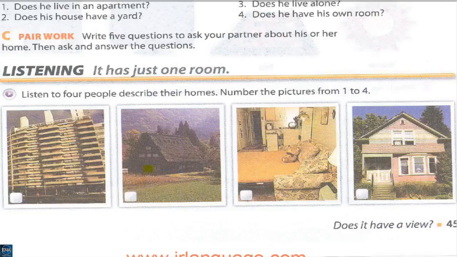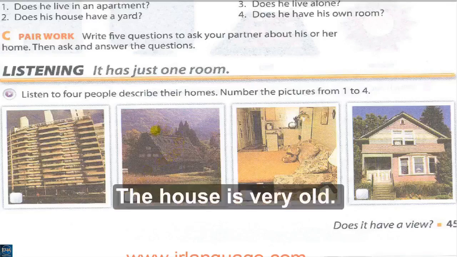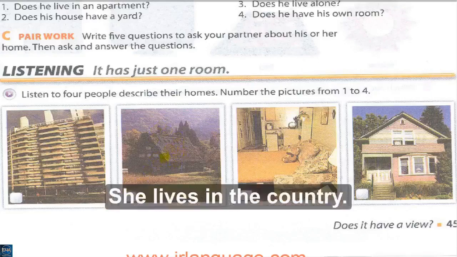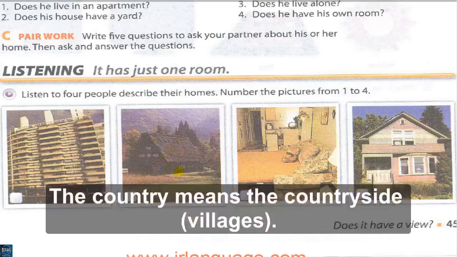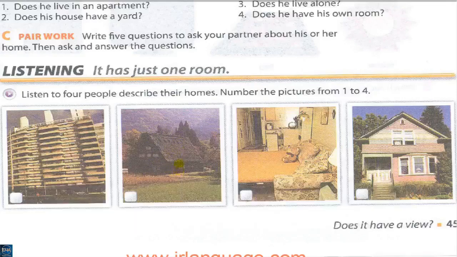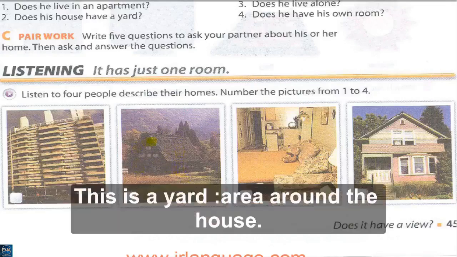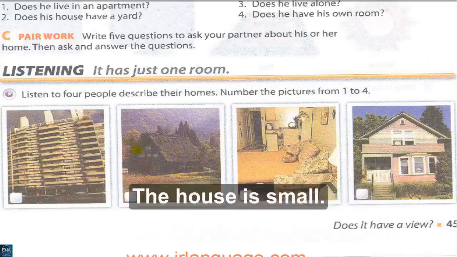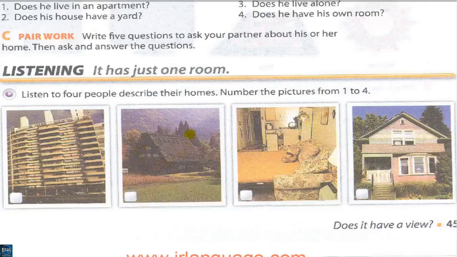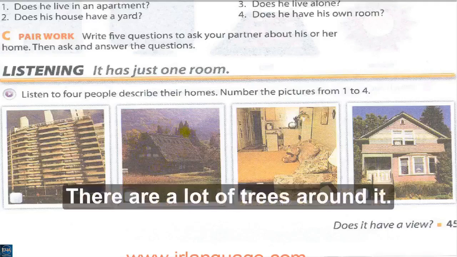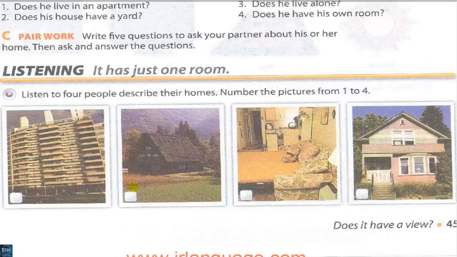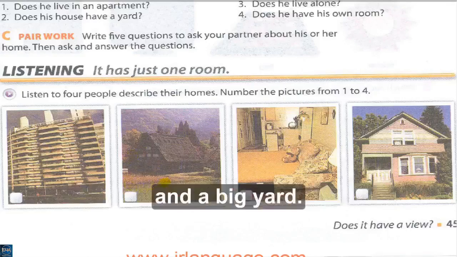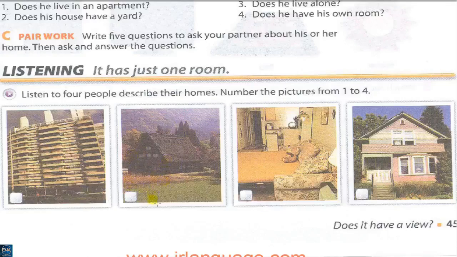This is number four. The house is very old. She lives in the country. The countryside, villages. The house has a yard. This is a yard area around the house. The house is small, but they like it. There are a lot of trees and a big yard. Picture four. This is picture number four.